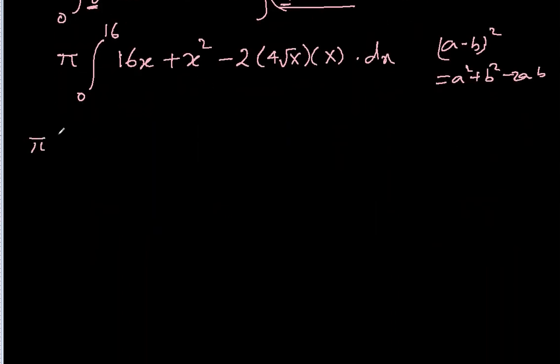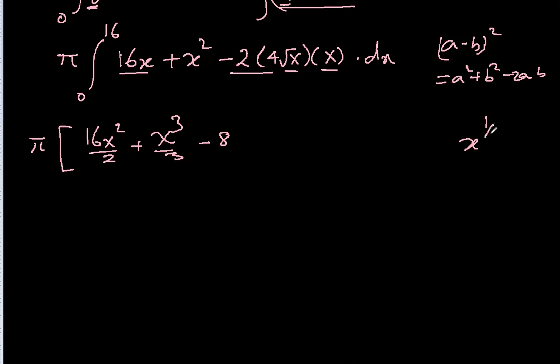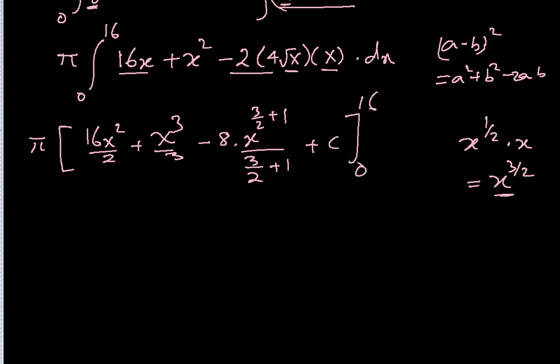So the integration will be pi, integration of 16x will be 16x squared over 2, plus x cubed over 3, and this is minus 8. And square root x times x, that is x to the power half multiplied by x, becomes x to the power 3 over 2. This is what we have to integrate here. x to the power 3 over 2 plus 1 over 3 over 2 plus 1, plus c, from 0 to 16.